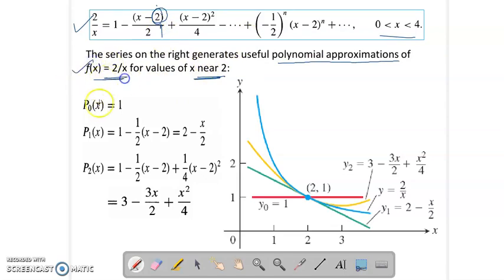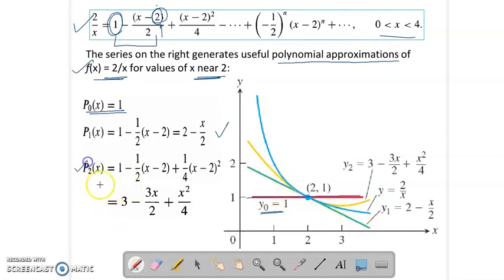f(x) is equal to 2 by x. First let's approximate it with a polynomial of degree 0. So P0 of x is basically 1, which is represented here as this y0 equals 1. So this is our P0, right? And P1 of x will be taking the first two terms, 1 minus (x minus 2) by 2, which turns out to be (2 minus x) by 2, a polynomial of degree 1. So y1 of x is represented by this green curve in the graph.